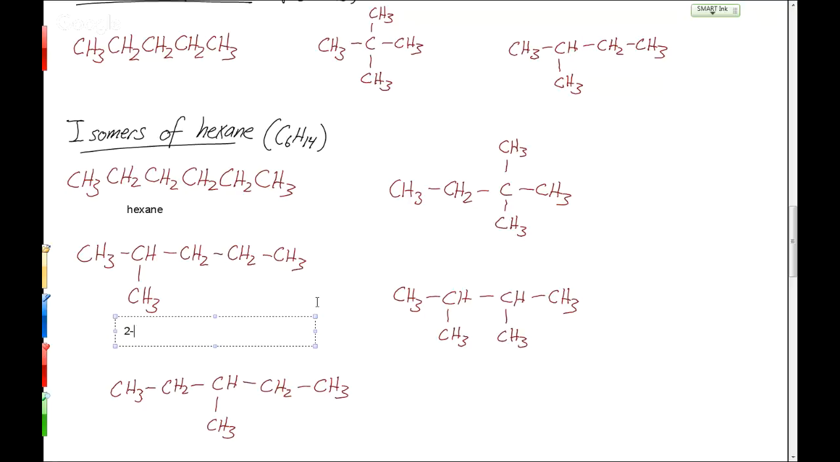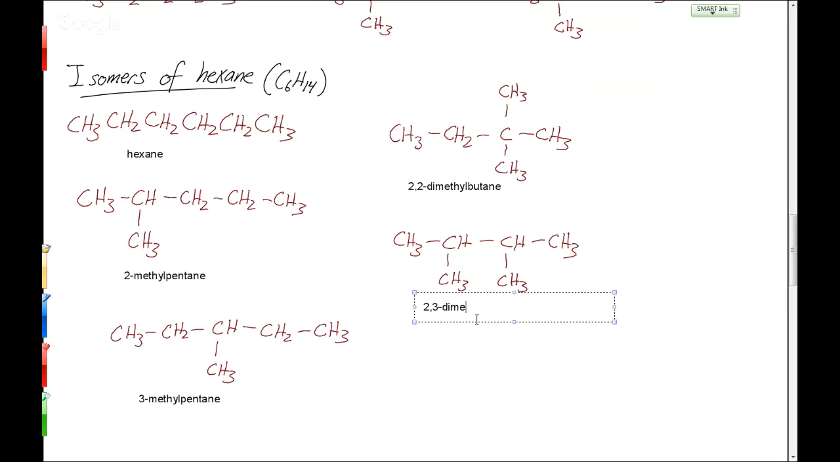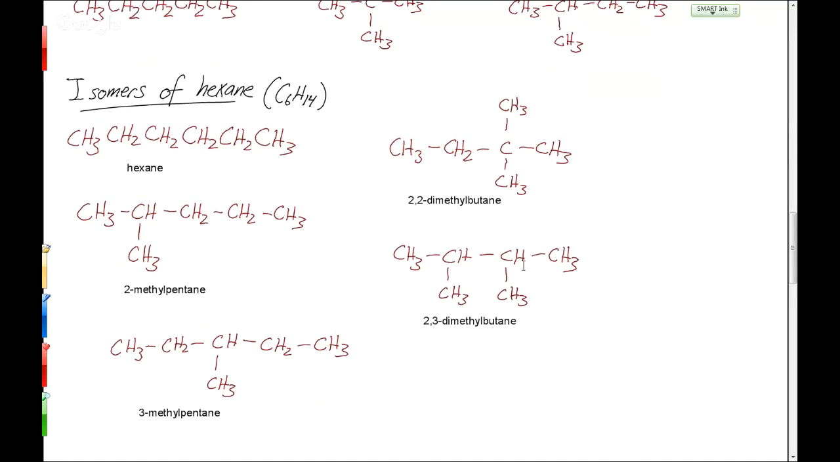So this one then becomes 2-methylpentane. 3-methylpentane. 2,2-dimethylbutane. And 2,3-dimethylbutane is the one we already did before.